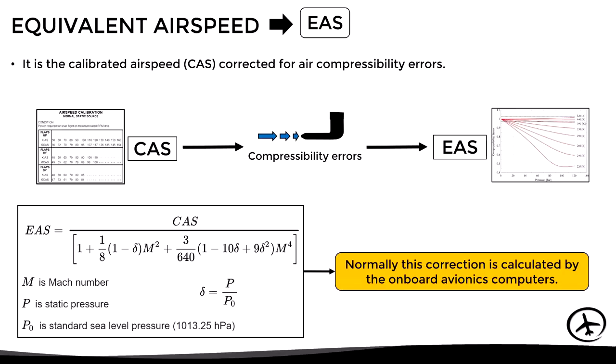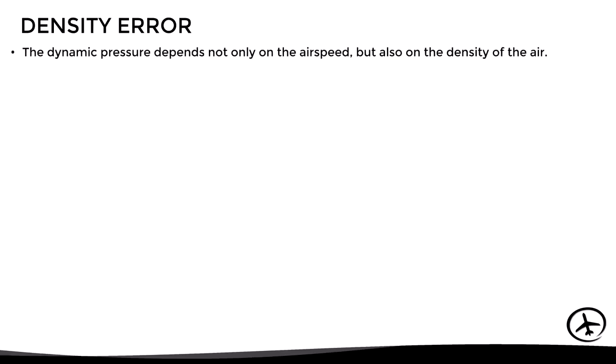Having seen this, let's continue with the other type of error, the density error. As previously mentioned, the dynamic pressure depends not only on the speed of the aircraft but also on the density of the air. In other words, the indication of the airspeed indicator will not only depend on the speed of the aircraft relative to the air, but also on the density. Let's see this by means of an example.